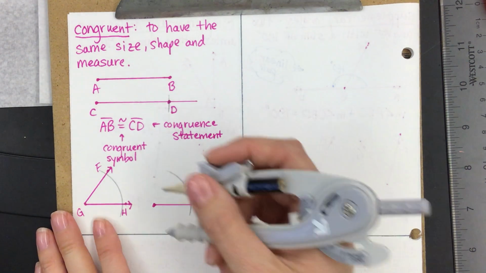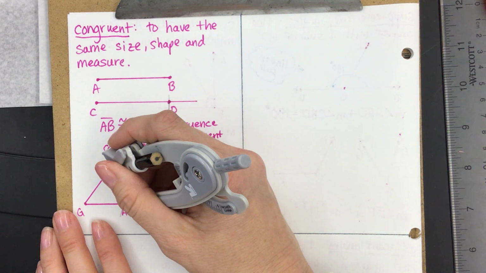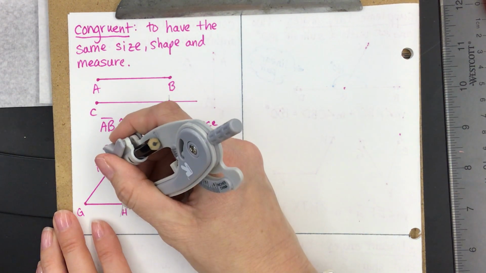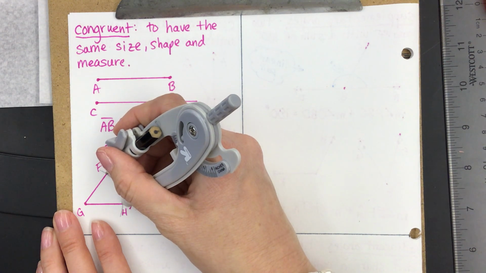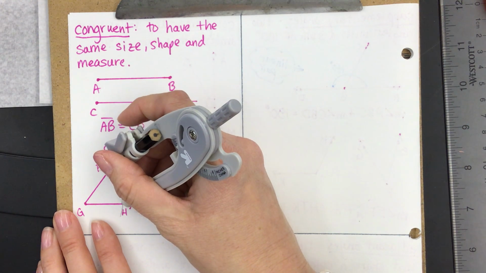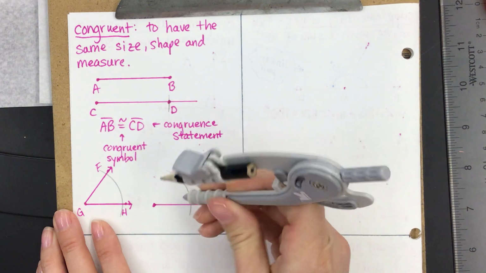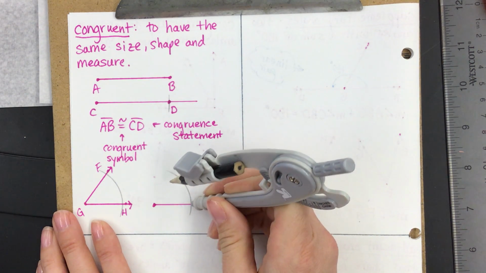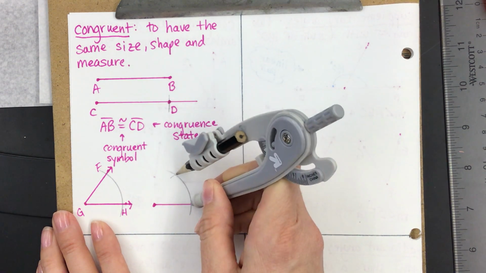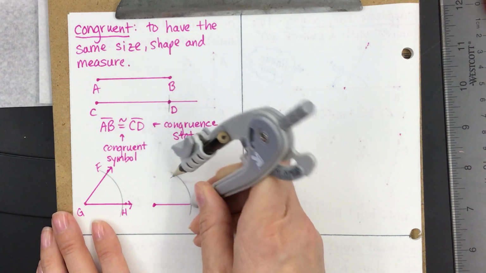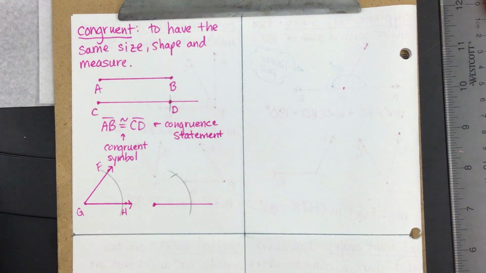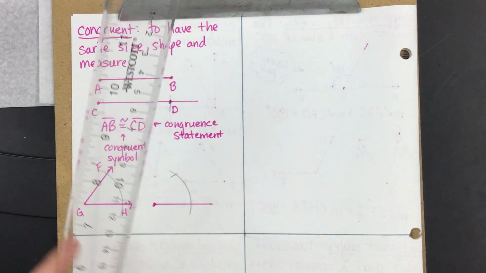Then I'm going to come over to my original angle and I'm going to measure the arc. Okay, that looks pretty good. So I'm going to come over to my new angle, put the point of my compass there, and mark the measurement that I just took off of the other angle. And where those two little arcs cross is where my line is going to go through.